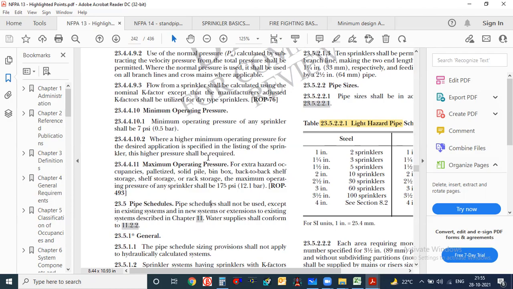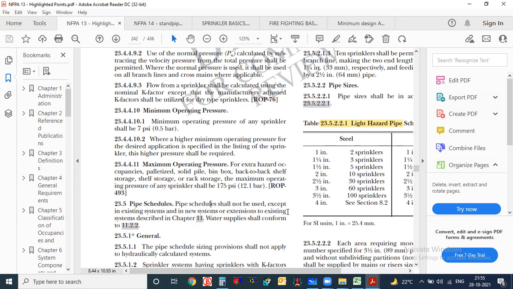12 bar. Yeah, not at the sprinkler head, near the pump. This pressure should be near the pump, sprinkler pump. 175 psi. You mean the firefighting pump? Yeah, firefighting pump. If that one is 0.5 bar at the sprinkler, this one. This is the sprinkler head. This is the farthest sprinkler. The last sprinkler it should be.